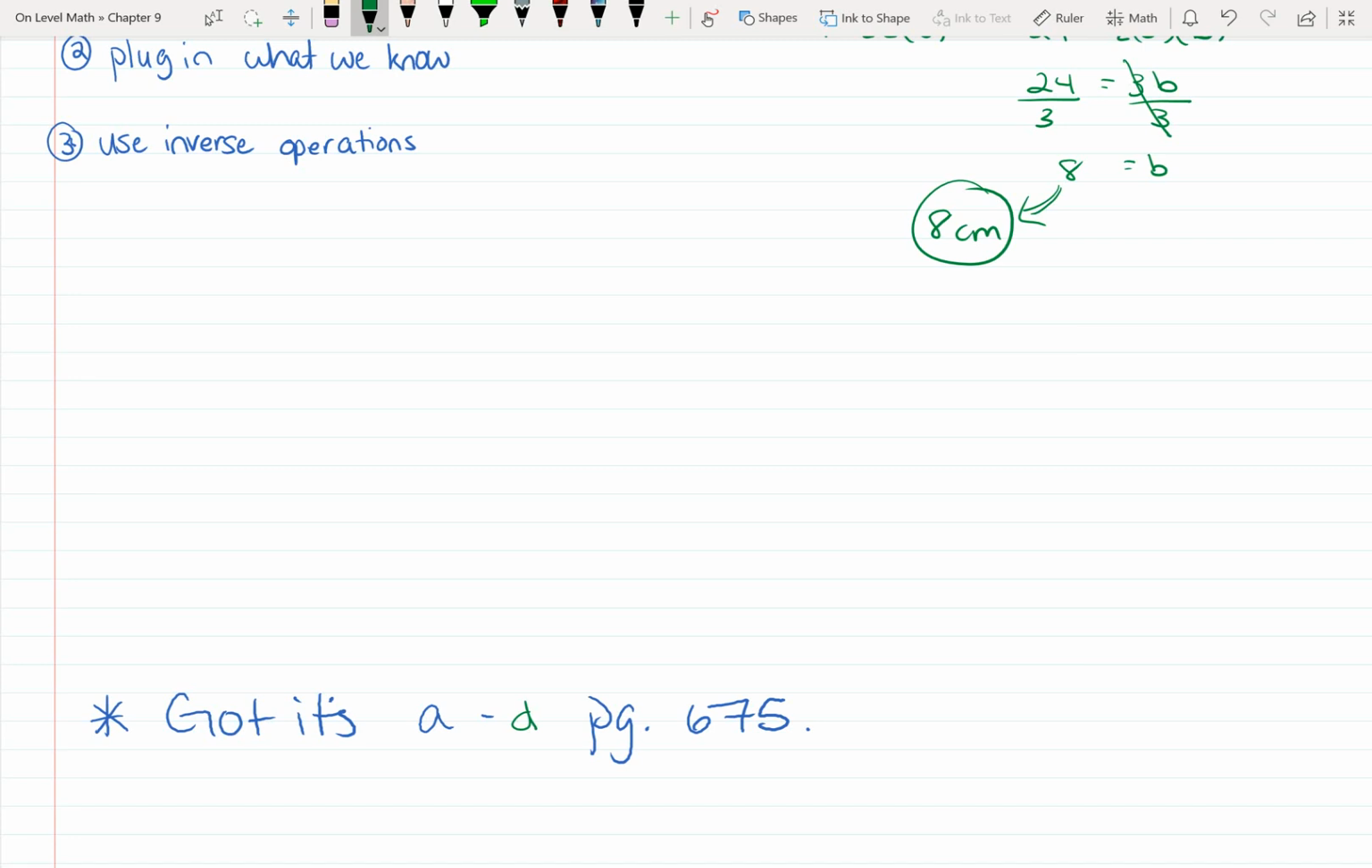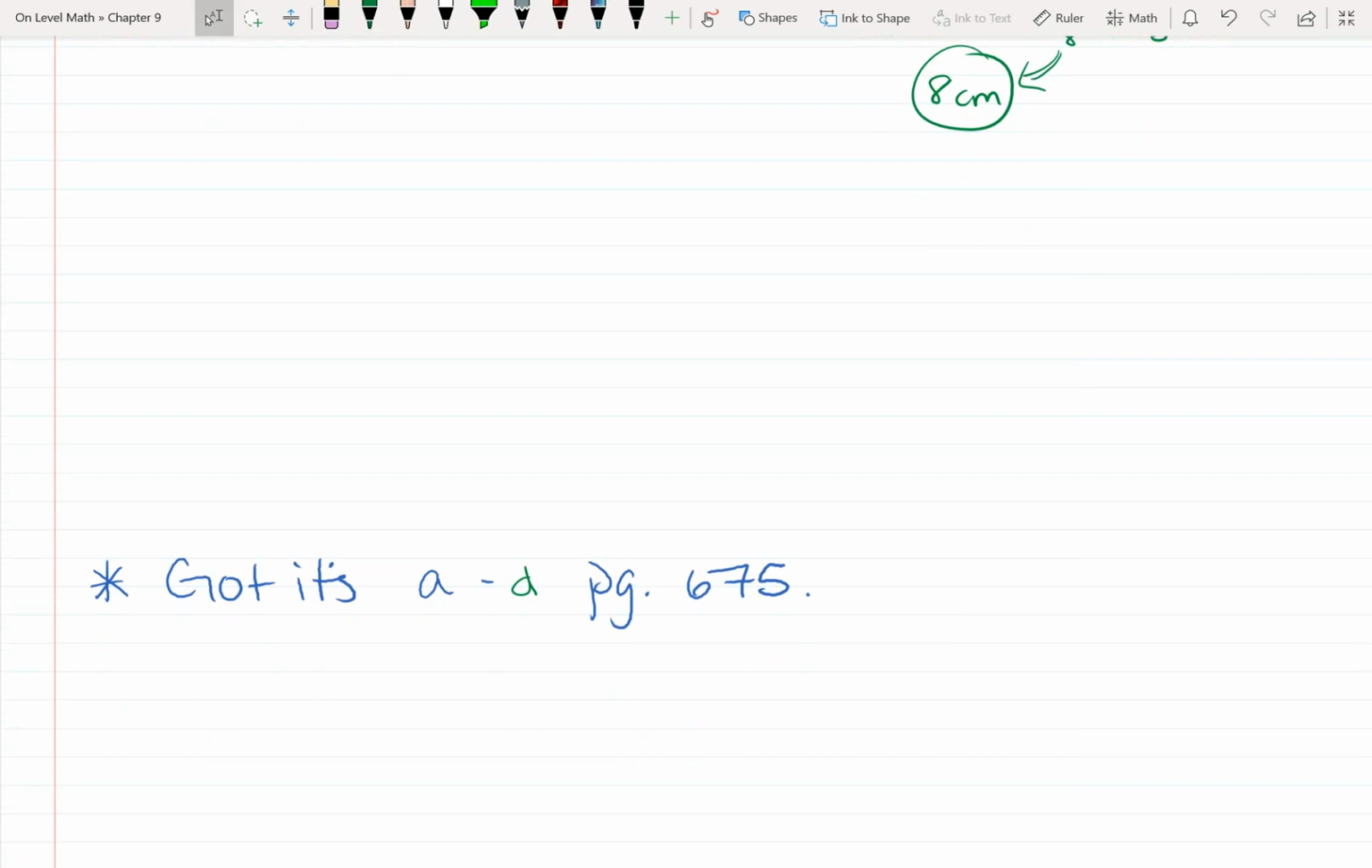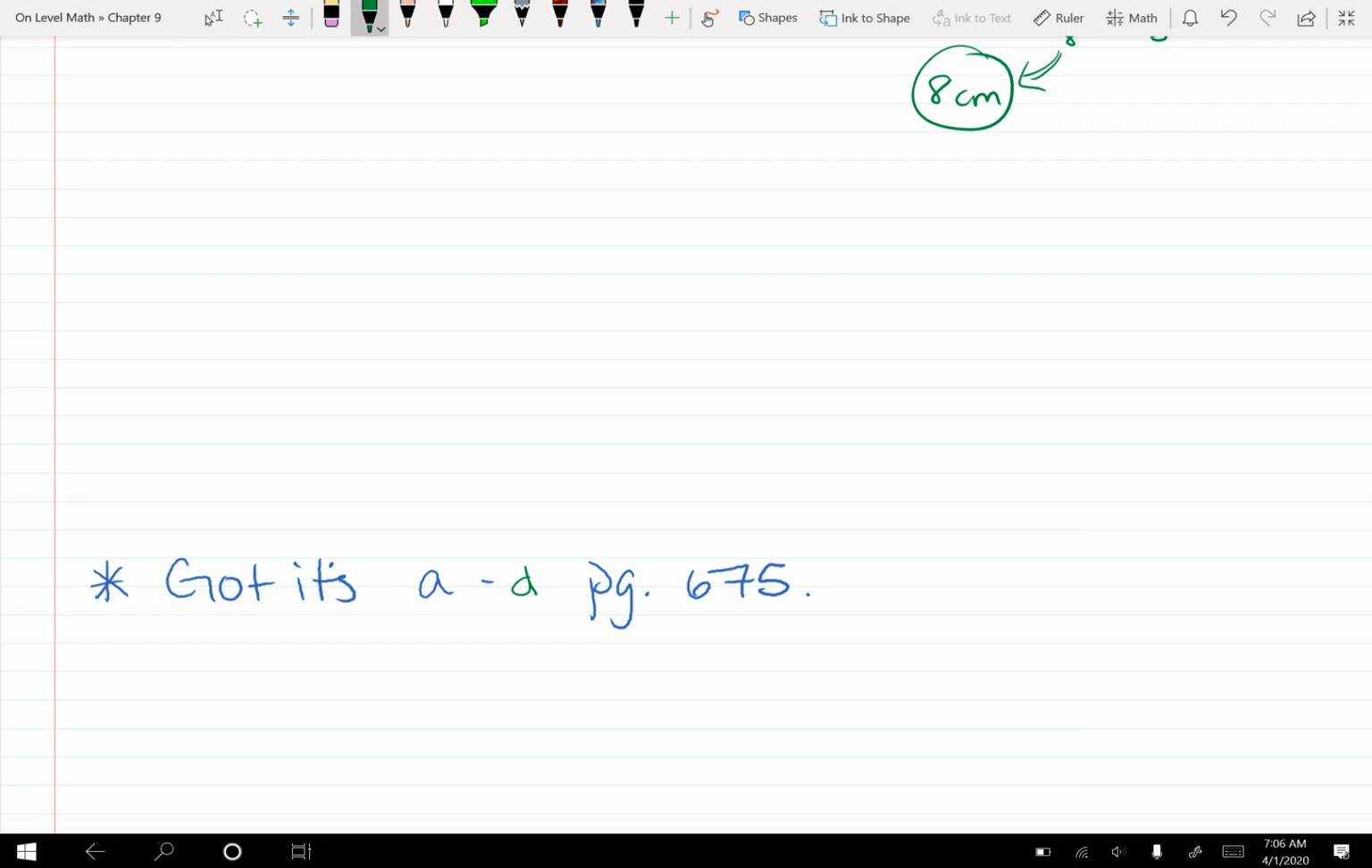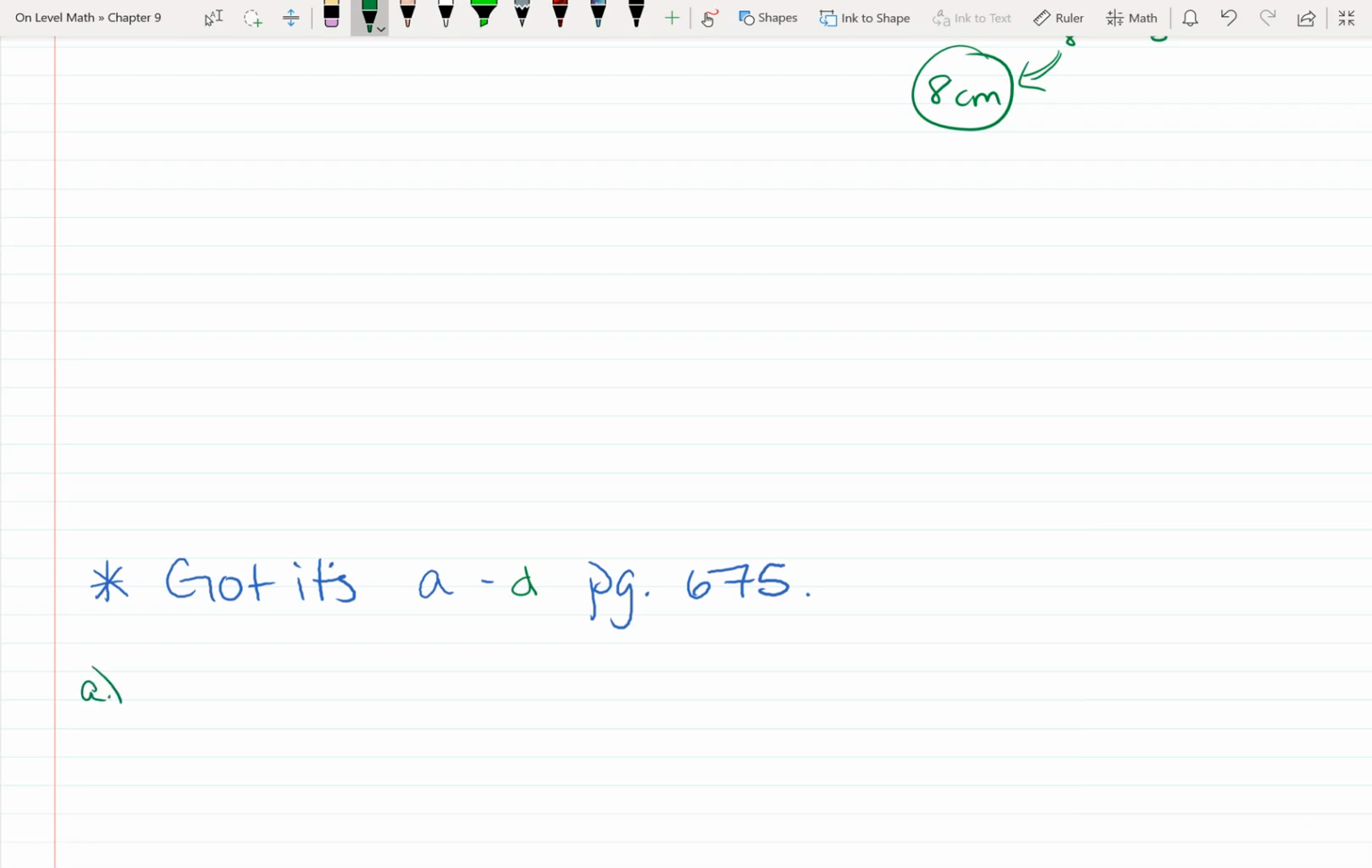Got Its A through D. So you go ahead and pause the video. I'm going to go ahead and start. Got It A. So it says find the area, but it doesn't give us our dimensions. We have to count them on the graph paper.